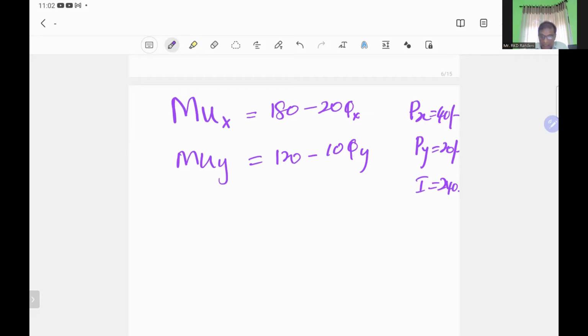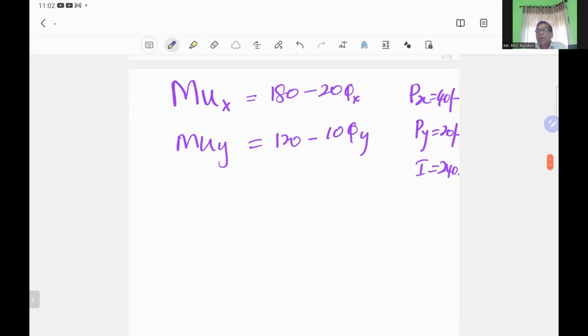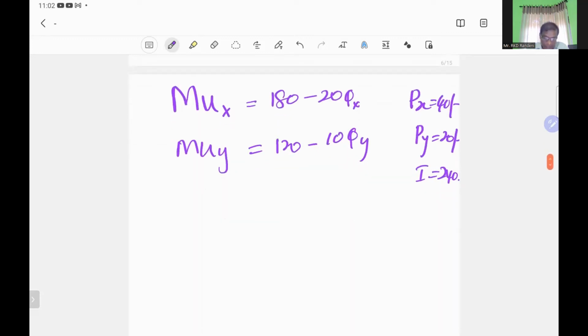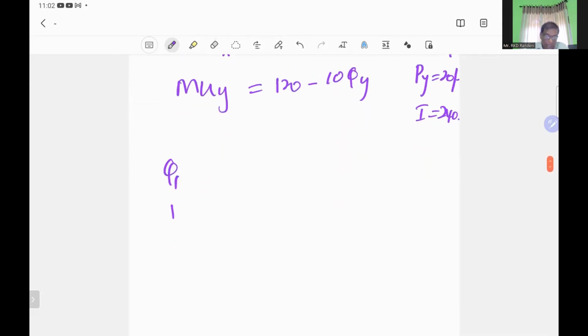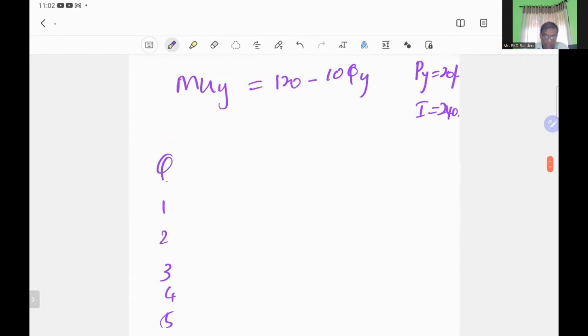Right? Now, how can you solve this problem? Now you have to find out the utility maximization commodity bundle. Right? You can use two methods. One is that for quantity, you don't need to put 0. Q 1, 2, 3, 4, 5, like that you can get, right?